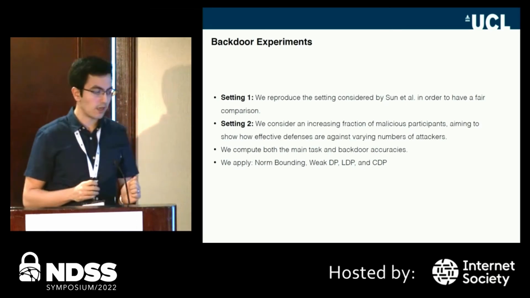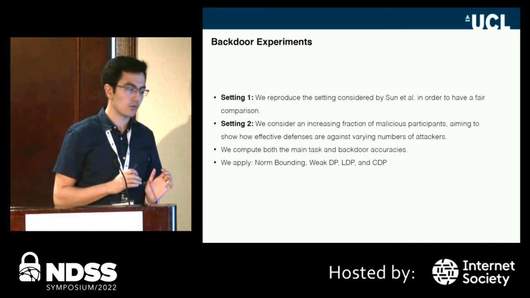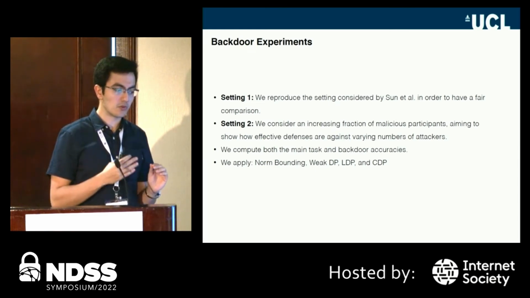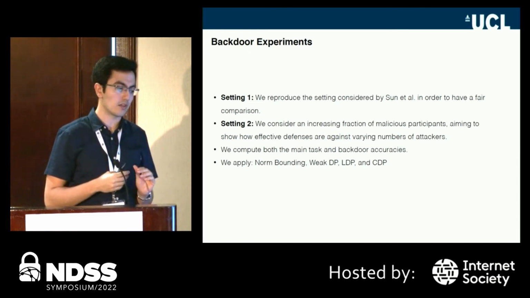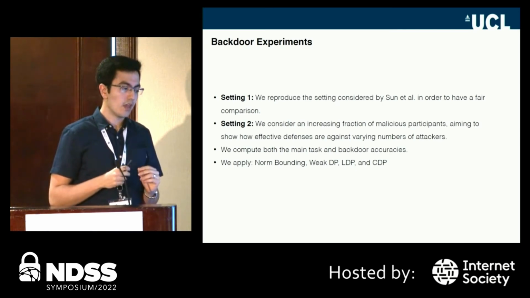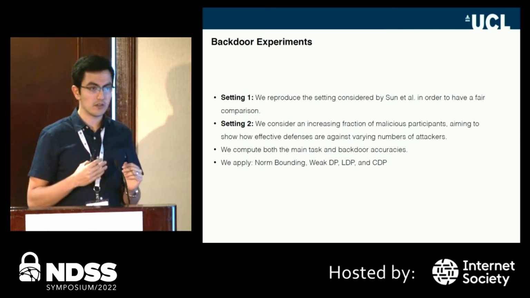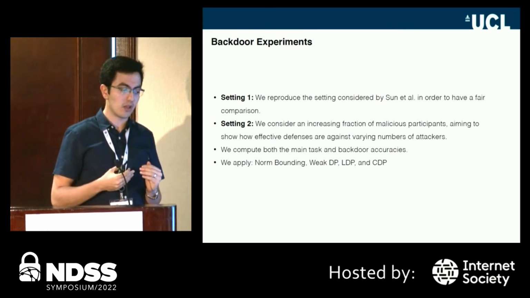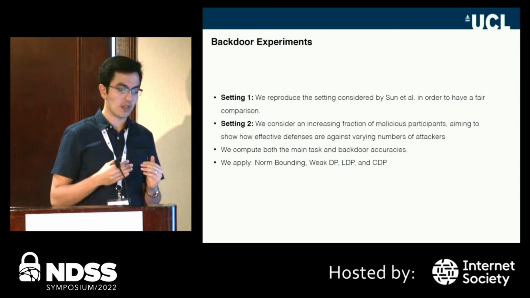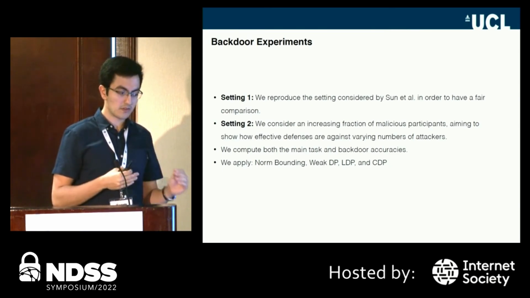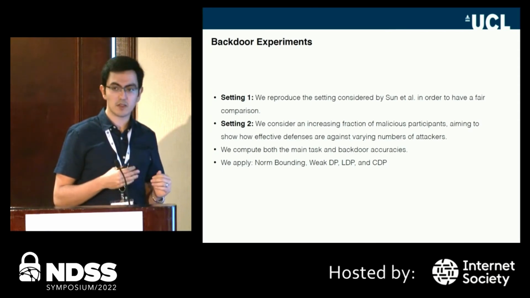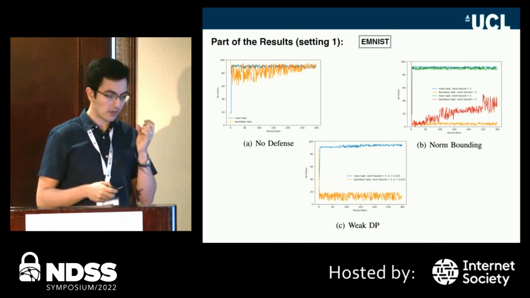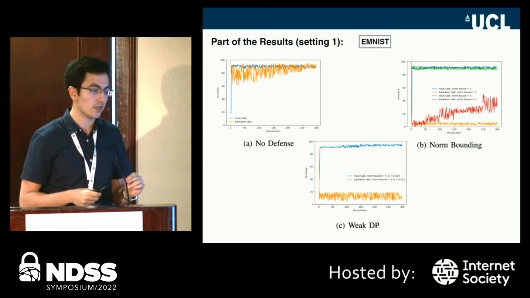We considered 2 different settings. We reproduced the results for norm bounding and weak differential privacy. And in another setting, we tried to modify the number of attackers and see how the defenses that we have would react. The defenses here are norm bounding, weak DP, LDP, and CDP. For the sake of time, I will just present the EMNIST result.